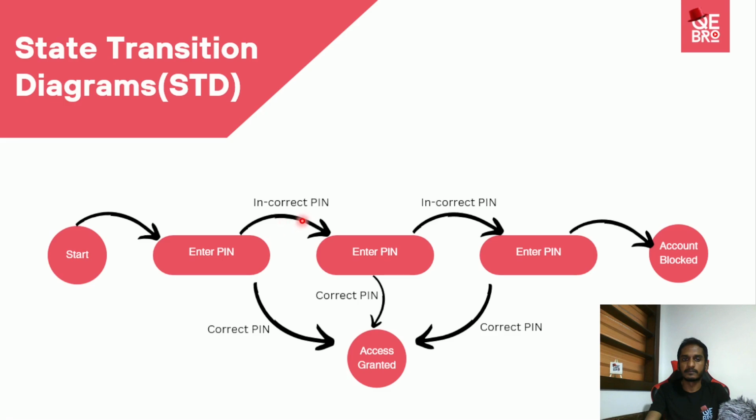And if he enters the incorrect PIN, again he will be re-prompted. The third time he is again re-prompted. And here again, if he enters the incorrect PIN, his account will be blocked. So these are the different states of the application.